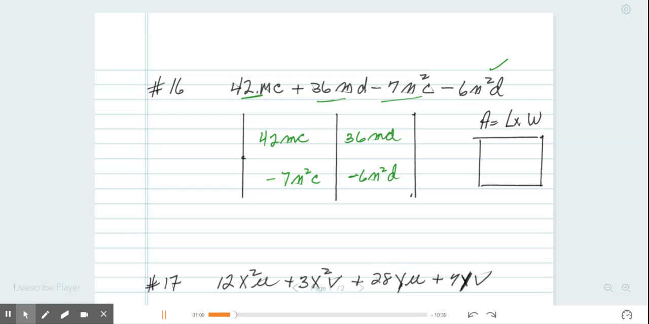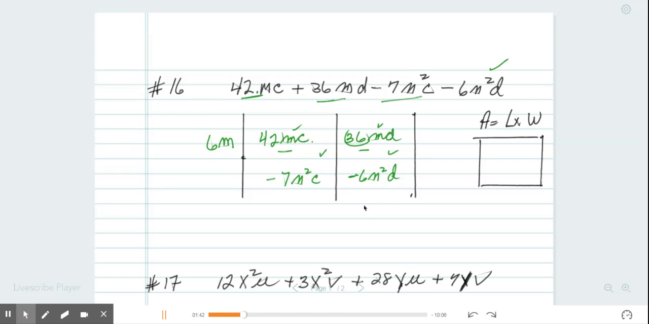All right, the first thing I do, I look at these two terms in this first row. I say to myself, what's the greatest common factor of this and this? Well, I take numbers first, 42 and 36. The biggest number that goes into 42 and 36 is 6. I've got an M here and an M there, so I can factor out an M. I've got a C here and no C there, a D here and no D there, so I can't factor out anything more other than 6M.